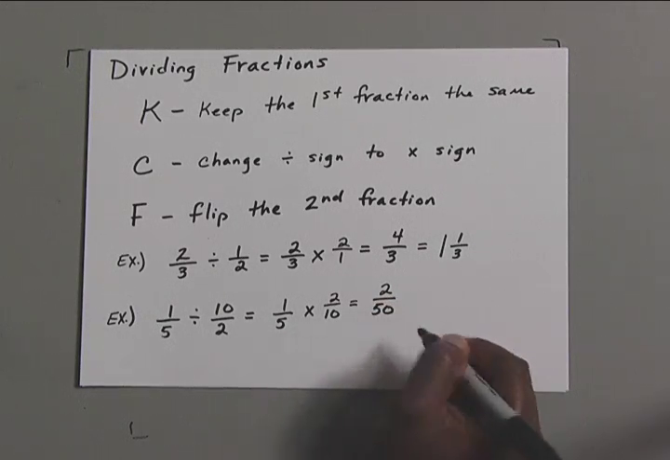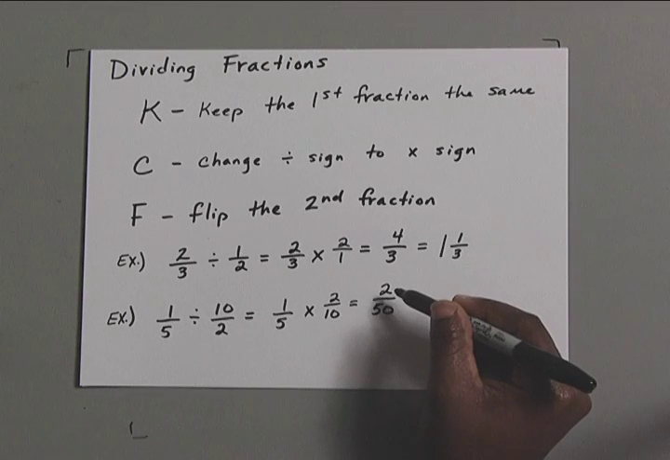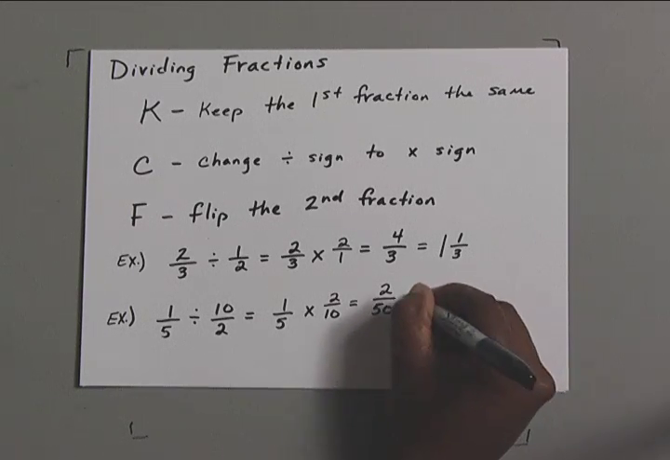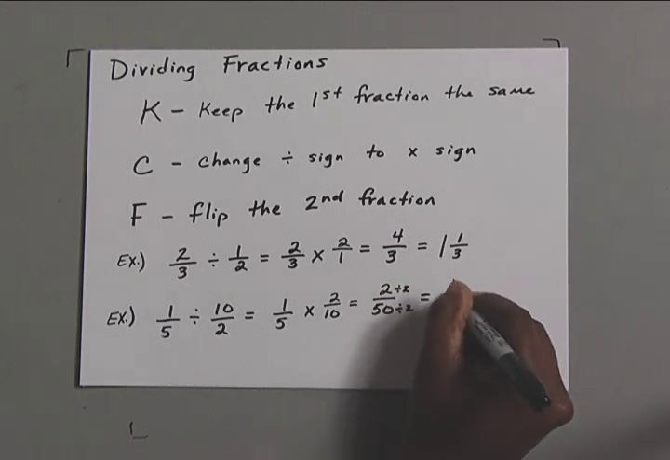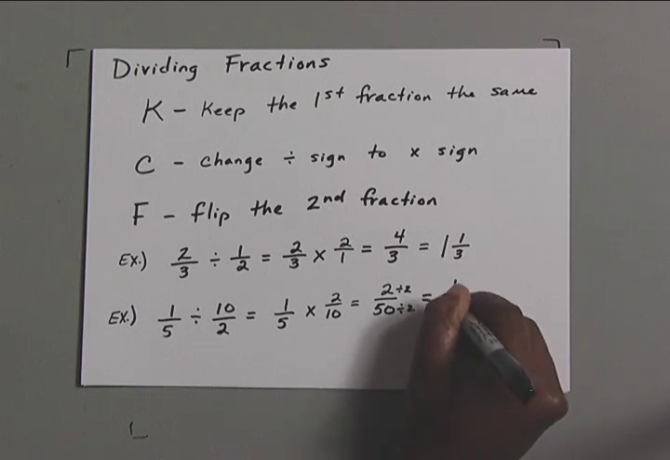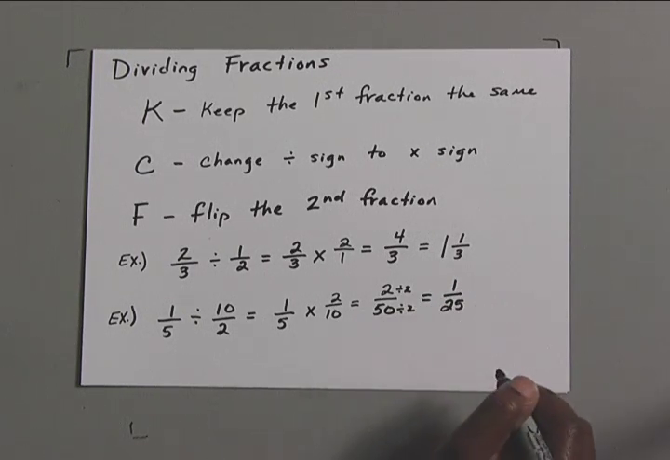And here, these two can be reduced. We have an even number over an even number. And so when we have that, we're going to divide both the top and bottom number by 2. 2 divided by 2 is 1. And 50 divided by 2 is 25. And that's how you divide fractions.